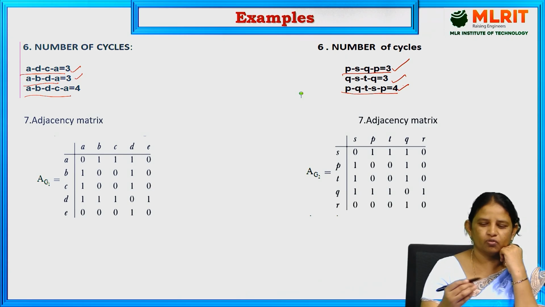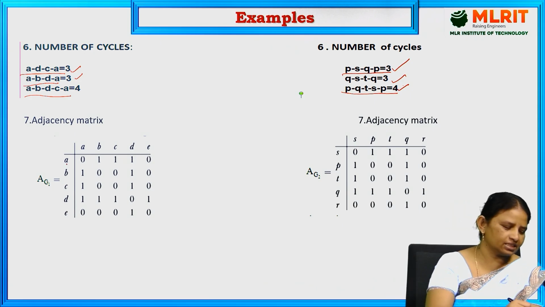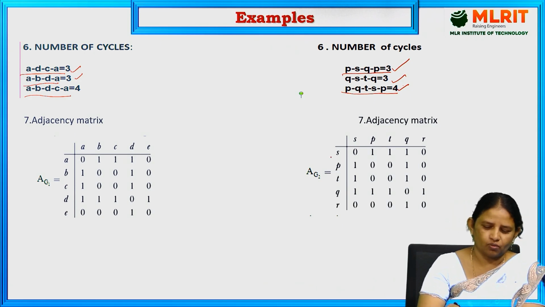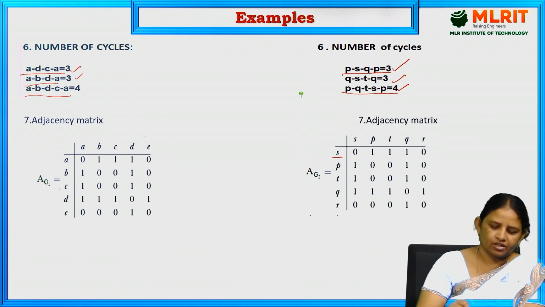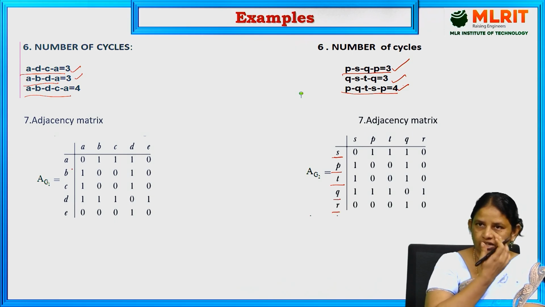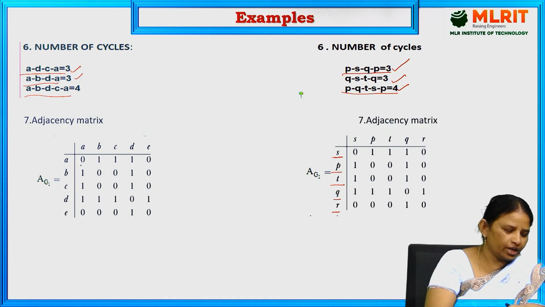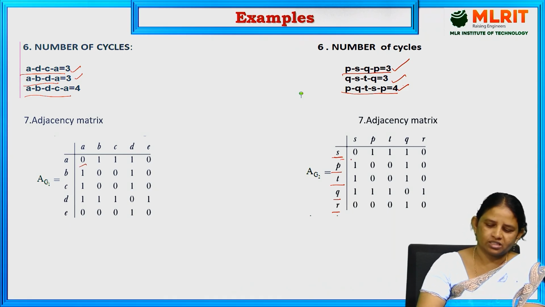Now we need to find the corresponding adjacency matrix. This is ABCD. A is equal to what? S. B is equal to P. C is equal to T. And D is Q. And E is R. Then we have to write, if an edge is present, we can write it as 1. Otherwise, we can write it as 0. A to A, no edge. So, the first line of the adjacency matrix is 0, 1, 1, 1, 0. Here also 0, 1, 1, 1, 0.